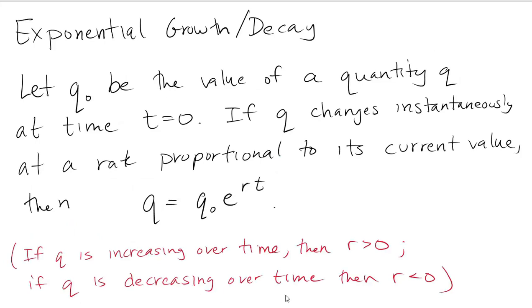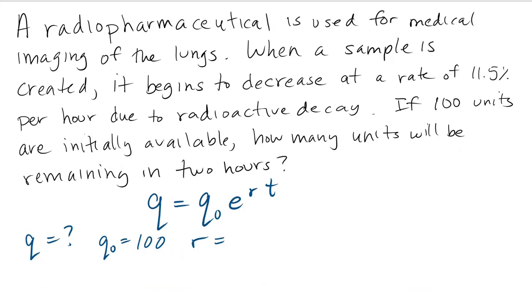Because Q is decreasing over time, we want to use a negative value for R. R is less than 0 in an exponential decay model. We're going to convert 11.5% to its decimal value of 0.115, but we're going to use the negation of that number to indicate exponential decay instead of growth. T, the time is in 2 hours, but the rate is also in hours, so we're going to use T equals 2.